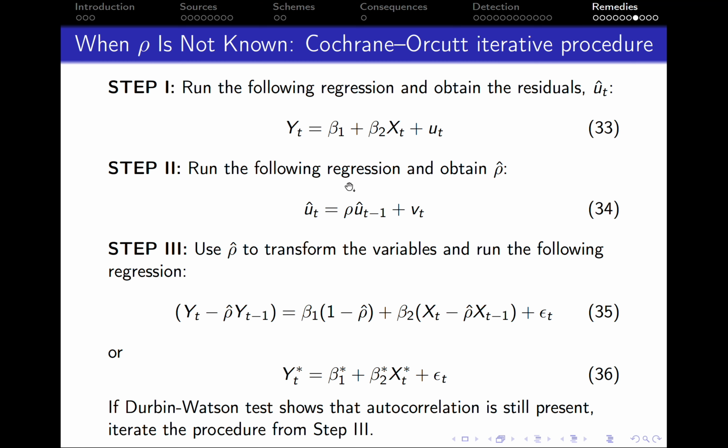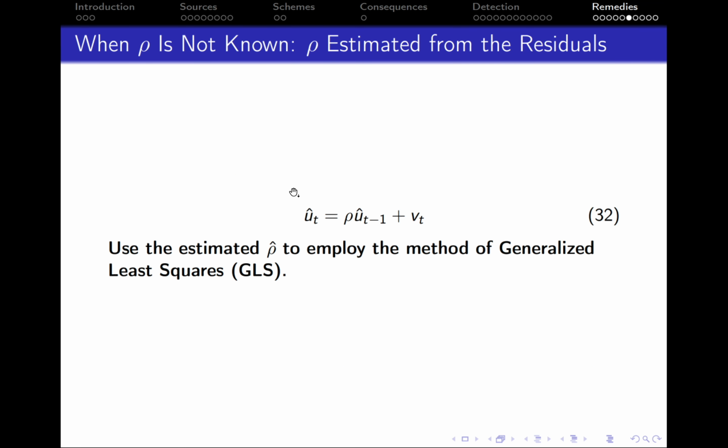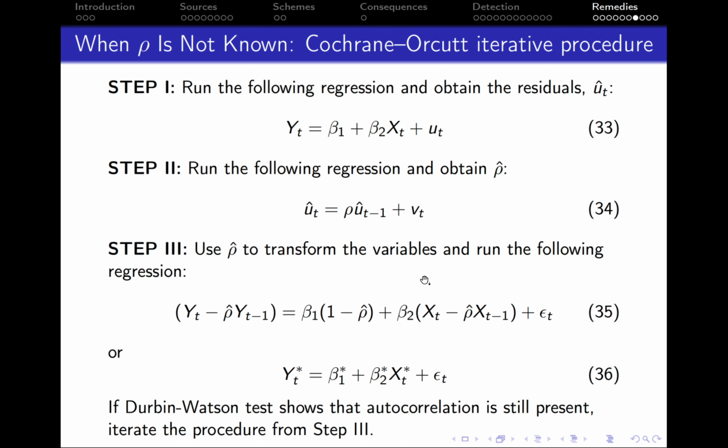In the first step, we run the original regression and we get the estimated residuals. After this, we run the regression of the estimated residuals in the current period on its lagged value to obtain the estimated rho coefficient. After this, we use the estimated autoregressive coefficient to transform the variables and run the following regression. So this is the GLS, the generalized least squares estimator.